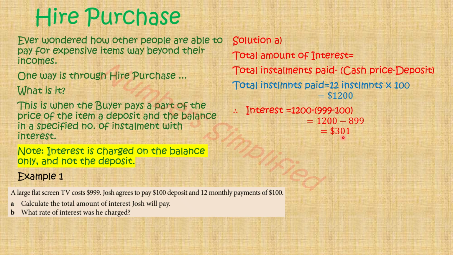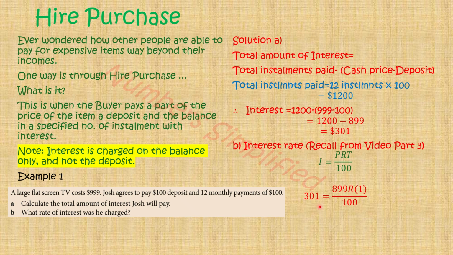Great then, so now let's move on to part B, the interest rate. And recall from our video part 3, this is in the financial mathematics playlist, we covered interest rate. I is equals to PRT all over 100. And in our case, the interest we know is $301. The principal, which is the balance left, is $899. This is the balance left after the deposit was paid. Then we're looking for the R, which is the interest rate, times the time taken. Remember, the time is given in years usually, and that is 1 year.